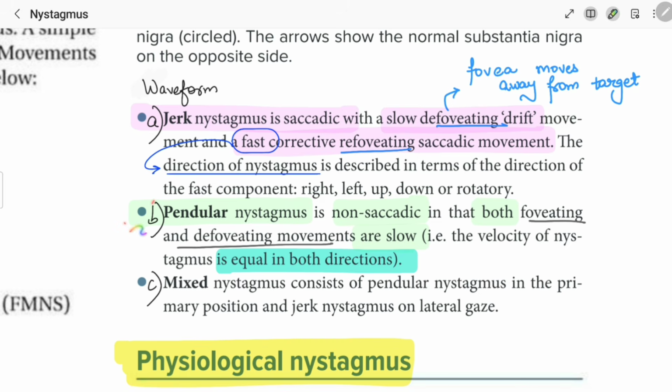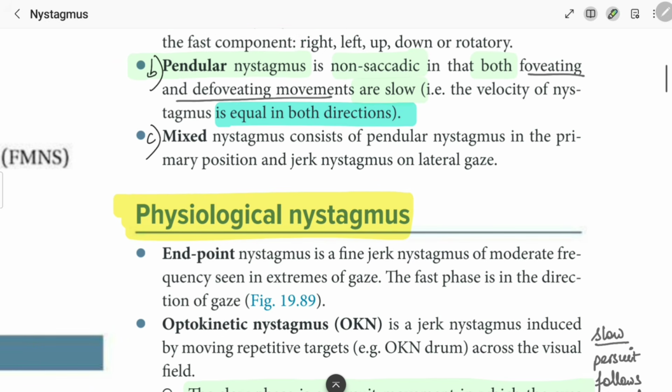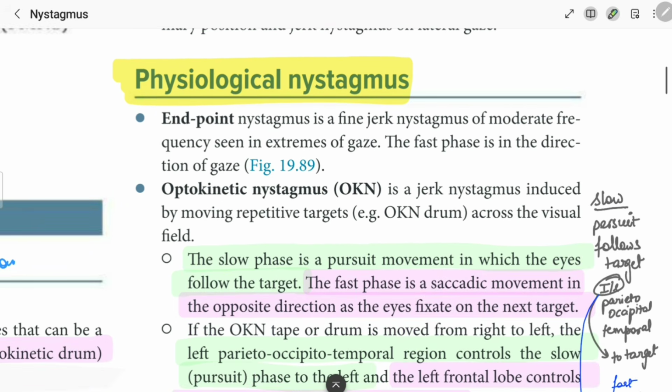Now, then there's pendular nystagmus. What if there's no slow or fast, but the movement is of equal velocity in both directions? Then we will say that it is a pendular nystagmus. So the foveating and the defoveating movements both are slow and both are equal in both directions. Then there's mixed, that is, it consists of pendular nystagmus and jerk nystagmus, pendular in primary and jerk in lateral gaze. So this is an example of that.